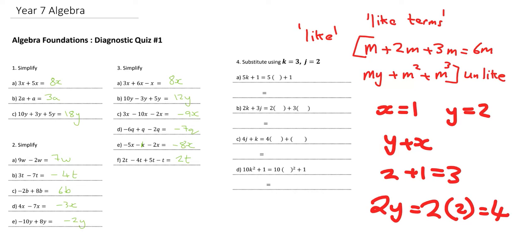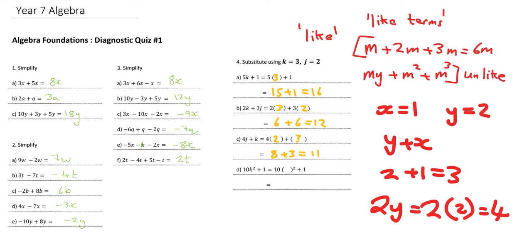We know that k is 3. 5 times 3 is 15, plus 1 is 16. We know that k is 3. We know that j is 2. 2 times 3 is 6. 3 times 2 is 6. That gives us 12. We've got 4j here. j is 2 plus k, which is 3. 2 times 4 is 8 plus 3 is 11.